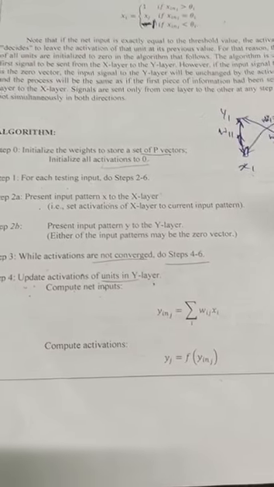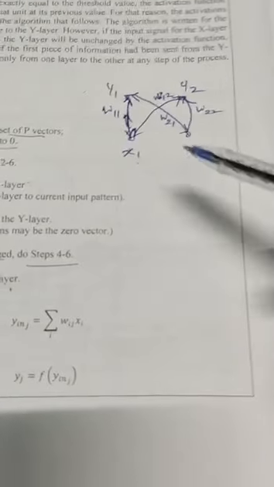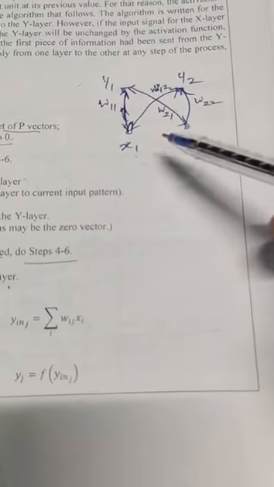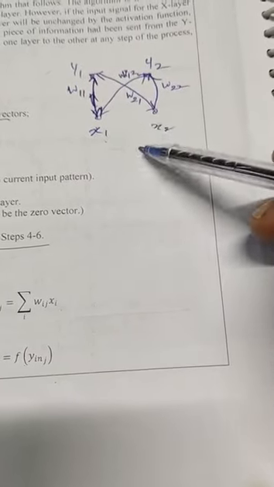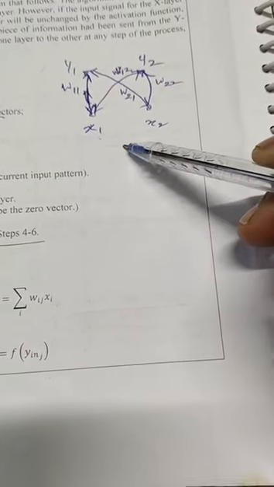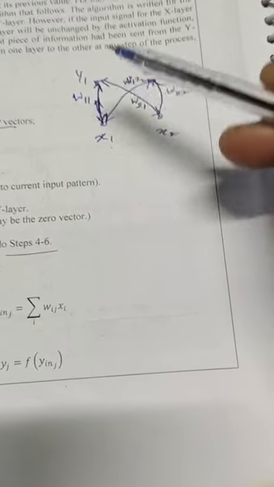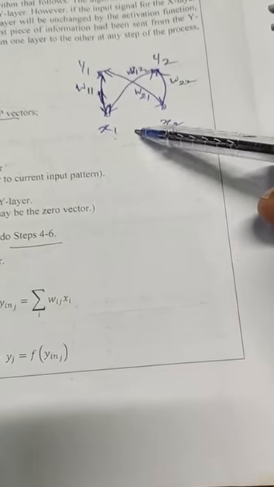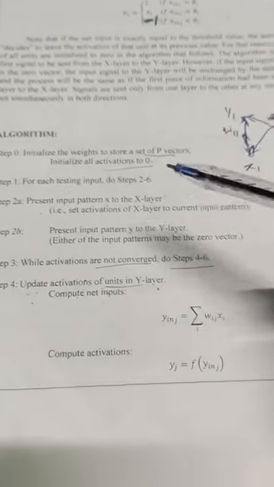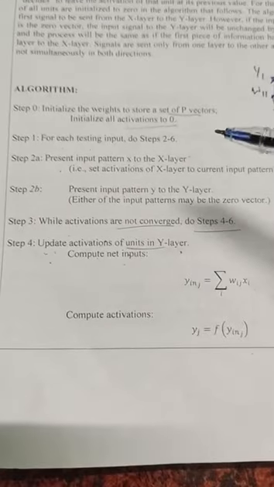Next we are going to see the algorithm for the BAM network. Here I have reproduced the architecture for only two neurons in the input layer and the output layer. In the same way, this will also act as an input layer, and this will become an output layer. So this is the algorithm given.